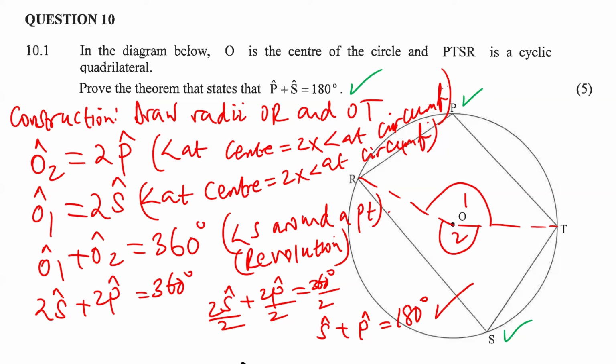180 degrees. Okay, so we can proceed to write this properly because the examiner wrote angle P first. So angle P plus angle S equals 180 degrees.